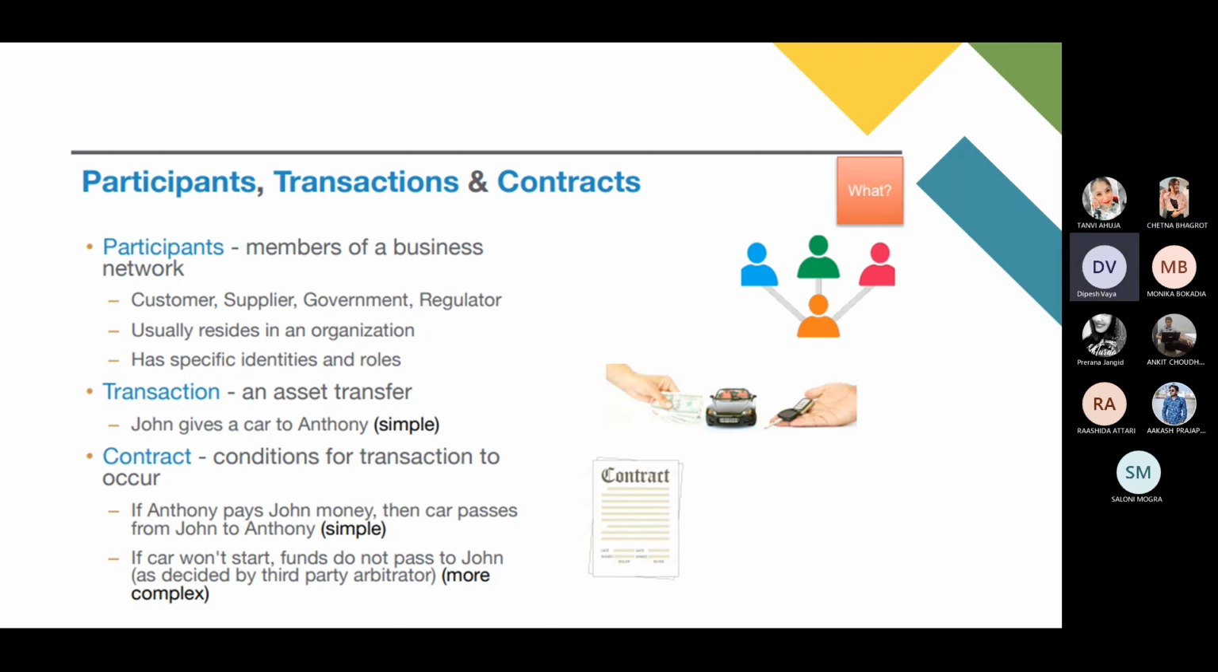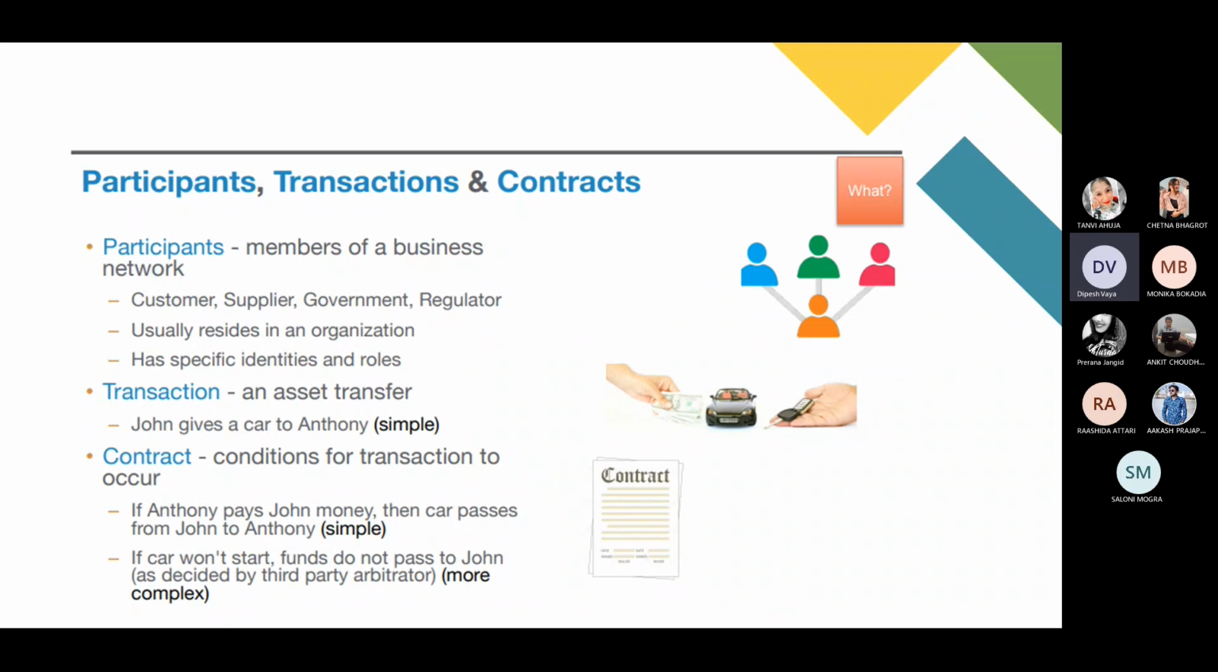Yes, correct. Why do we need contracts? Because if we don't have any foundation, then things will become disastrous. So to make the people bound, we need contracts. Am I correct? Yes. So who are the participants? A member of a business network: customer, supplier, government, regulator, usually residing in an organization that has a specific identity and rules. They all are the participants.